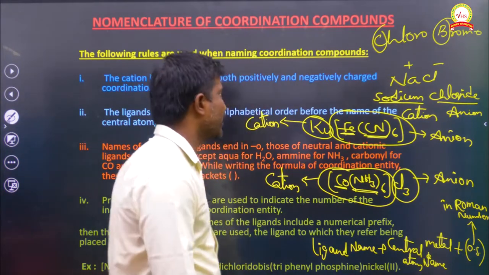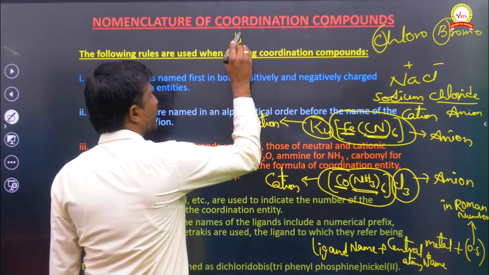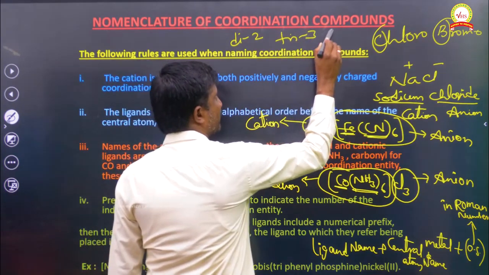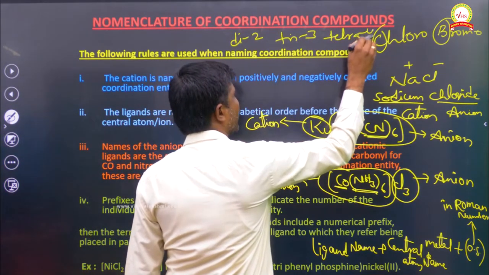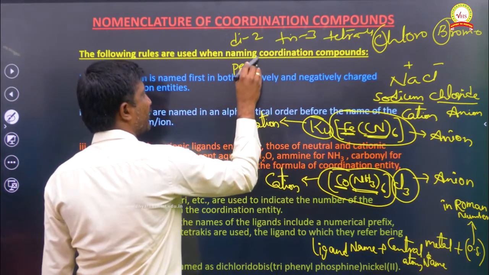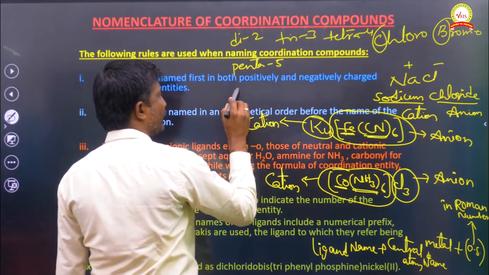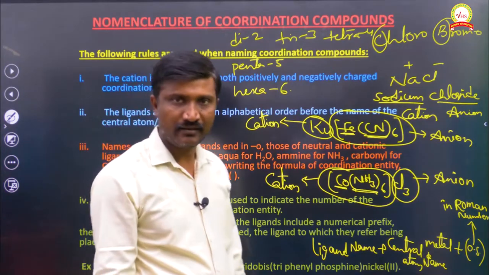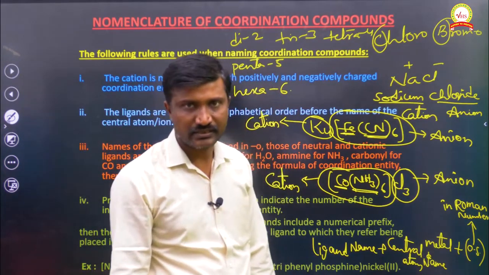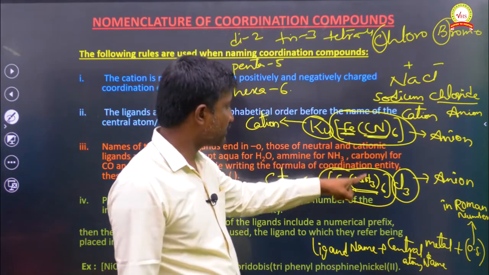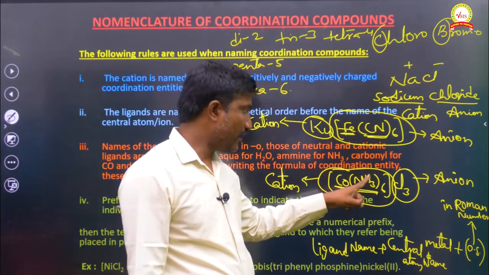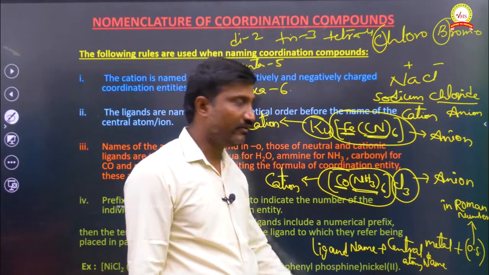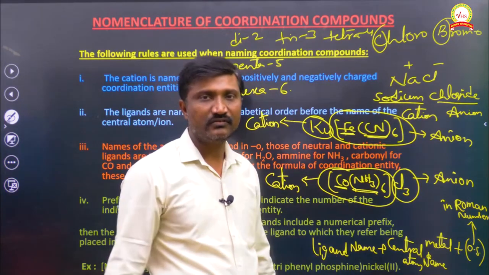That repetition we can give as di for 2, tri for 3, tetra for 4, and penta for 5, hexa for 6, hepta, octa, nona and deca. Like that we have to write. So here 6 ammonias are there, so hexa, and the ammonia name we have to give as ammine. We will see for which ligands we have to give which name.